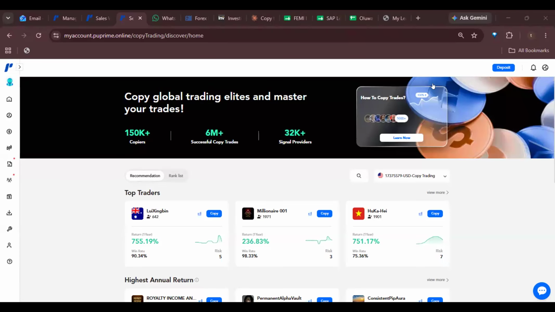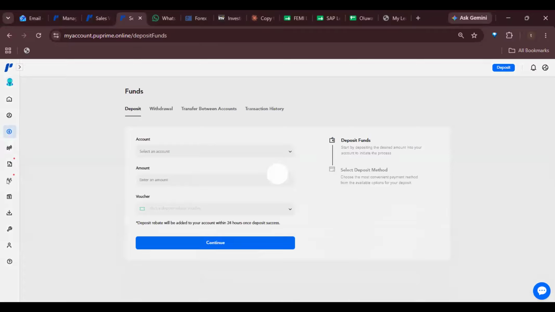What you can see right now is copy trading. You can come down to copy trading. Now, this is copy trading. When you get to copy trading, the next thing you can do is come to discover. Let me go out so that we can see this. So let me come to this discover place now.